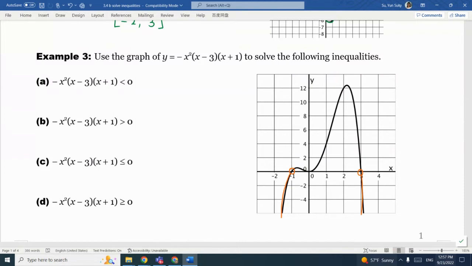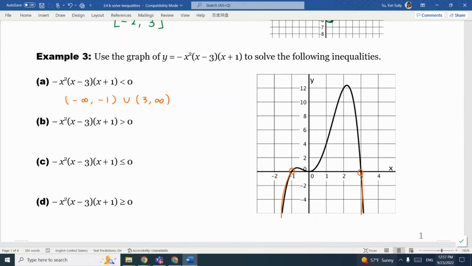Can you tell me what the x values are? Negative 1 and 3, but you want to talk about interval, right? So it's from negative infinity to negative 1. Do we include negative 1? No. Or 3 to infinity. Yes. Very good. Awesome. And then next one.